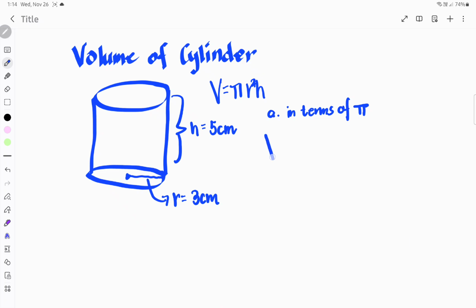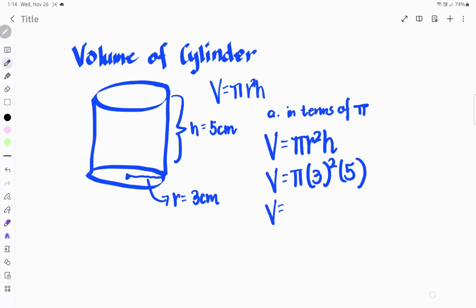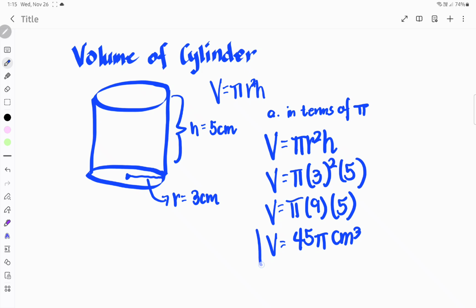So, starting with the formula, volume is equal to pi r squared height. Substituting now the given values, pi, and then 3 as your radius, squared, and the height would be 5 centimeters. Now, volume would be equal to the square of 3, that would be 9, multiplied by 5. So, volume would be equal to 45 pi cubic centimeters. And that is now the answer for the volume in terms of pi.